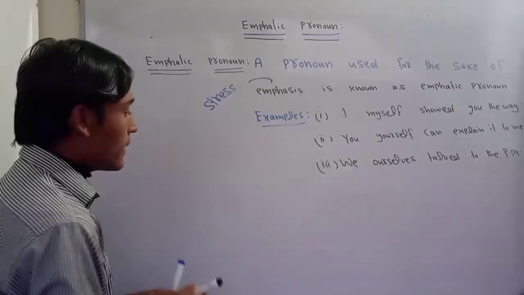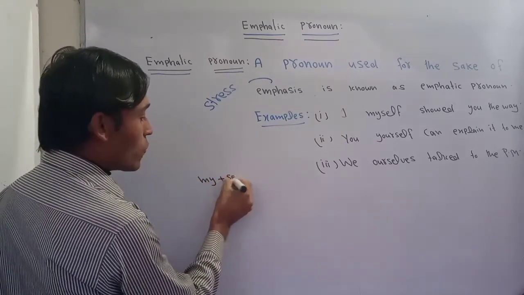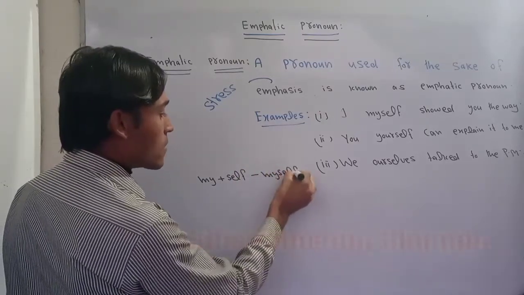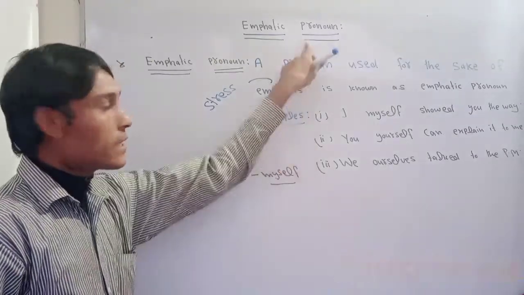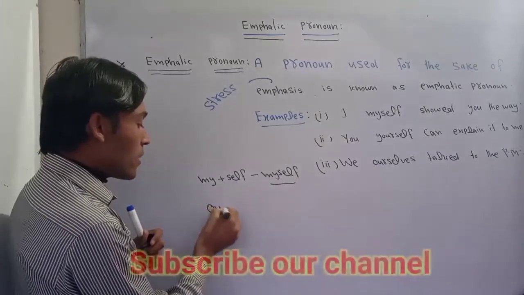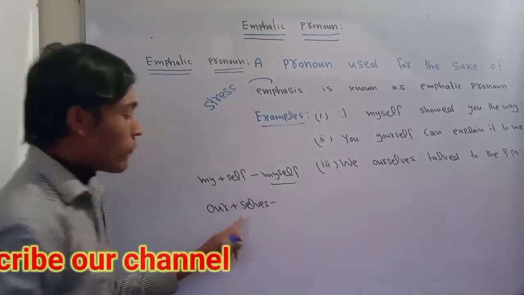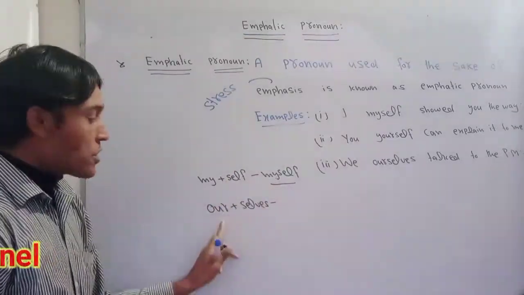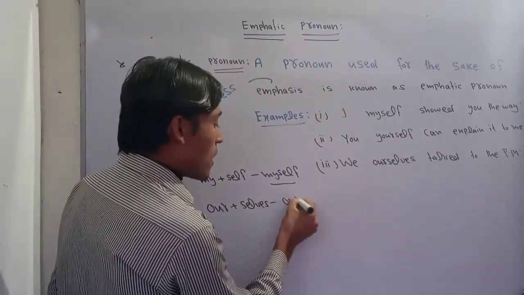For example, I say my, so if we add only self, we say myself. Myself is also called a reflexive pronoun as well as emphatic pronoun. If we talk about we, we say our plus plural, so we say ourselves. So the plural of I, we say my, and we change to our, and our changes to ourselves.